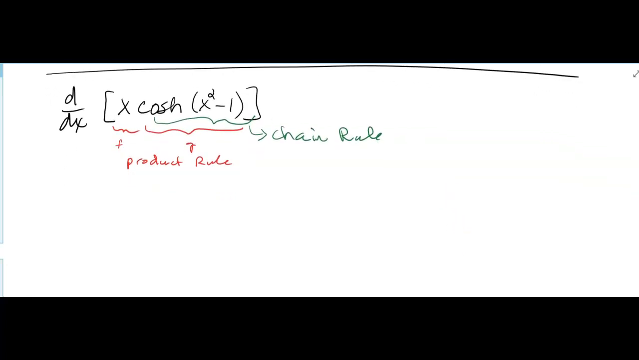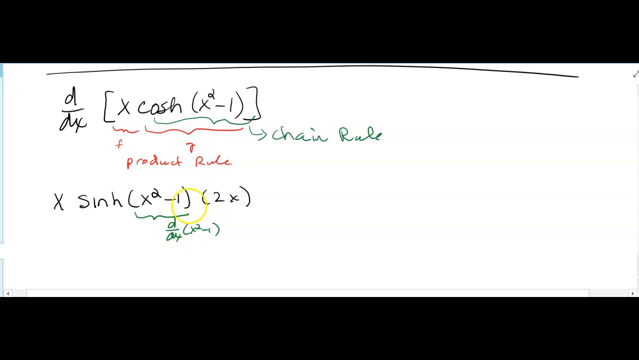All right, so you develop your plan of action, and let's get started. Product rule starts. I'm just going to bring down the x. Now I need the derivative of cosh of x squared minus 1. So that's simply going to be sinh of x squared minus 1 times d/dx of x squared minus 1, because you need the chain rule. That's going to be multiplied by 2x. So that's your chain rule inside your product, but now we need to finish the product rule. I need the derivative of x, which is just 1, and then you write the other function down, cosh of x squared minus 1.